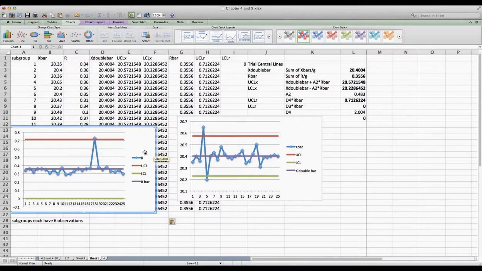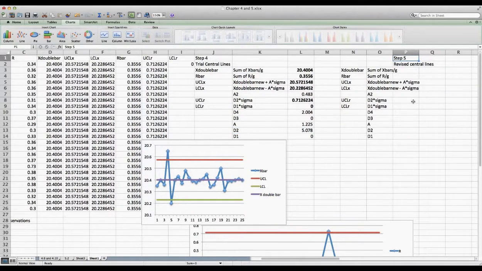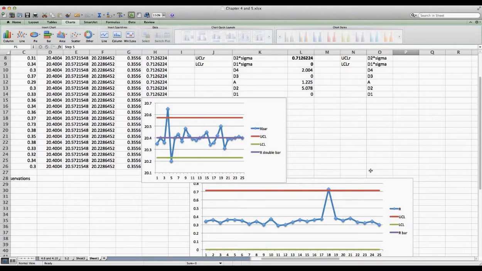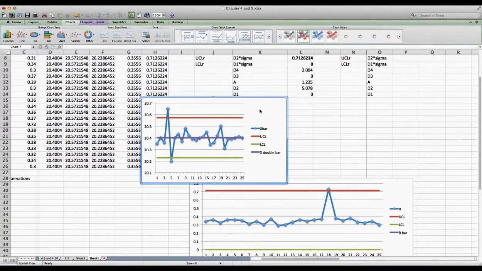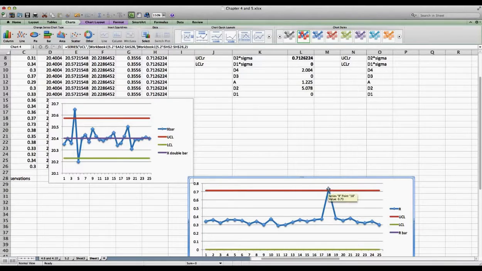Let's move on to step number 5. We need to revise these control lines, these control limits, and these central lines. Okay, so now let's proceed to step number 5. I've set it up over here. What do you see when you look at these two charts? The first thing I see with the X chart is that this 4th and 5th values, both of them are sticking out. With the R chart, this 18th value up here is sticking out.